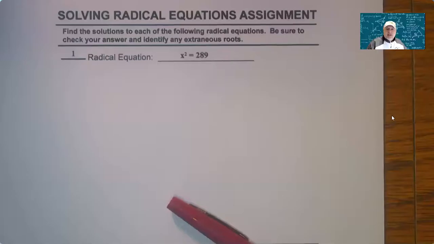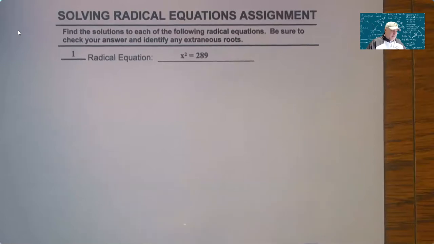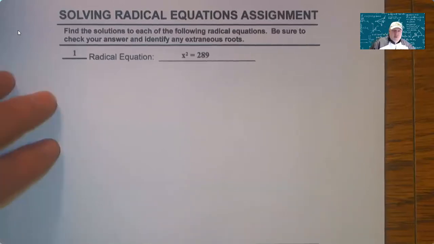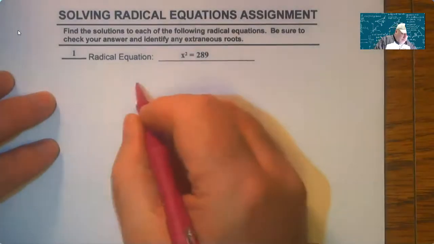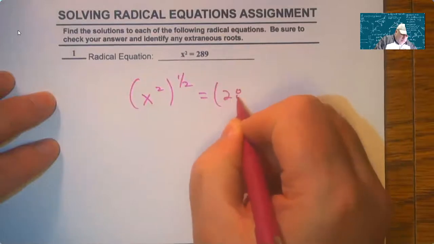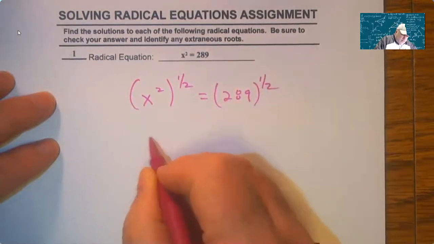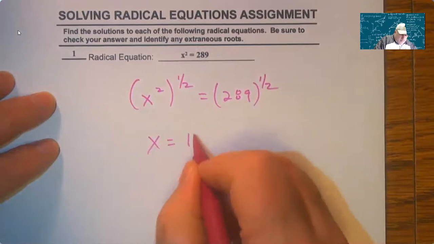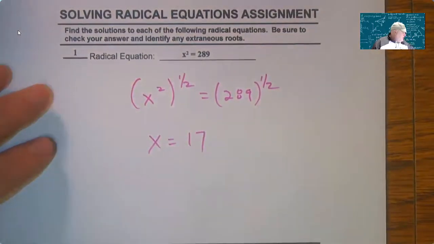This is the second assignment for quiz 8. And problem 1, the power in the numerator is even. So when you raise each side to the 1/2 power, you might be losing a root. And indeed you will be with this. So that gives you 17.